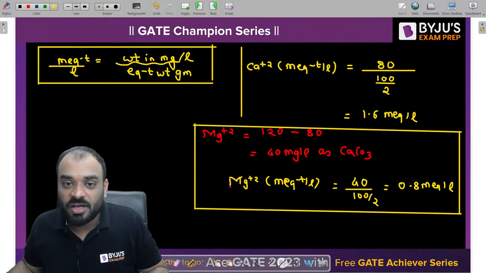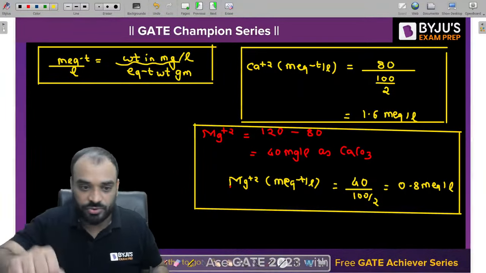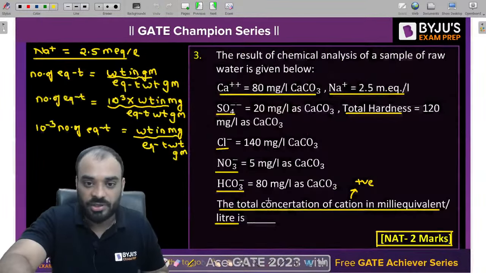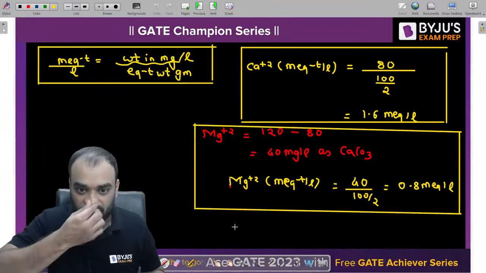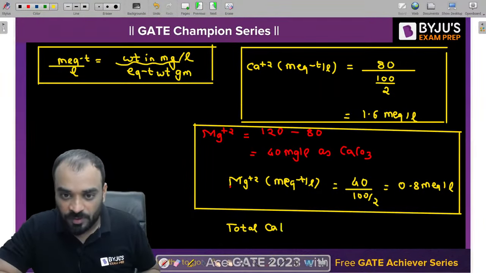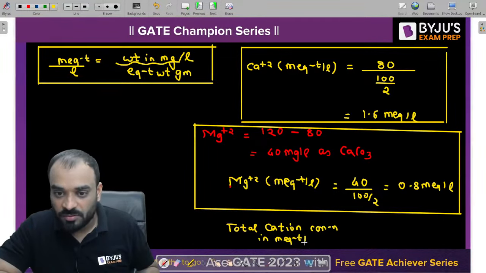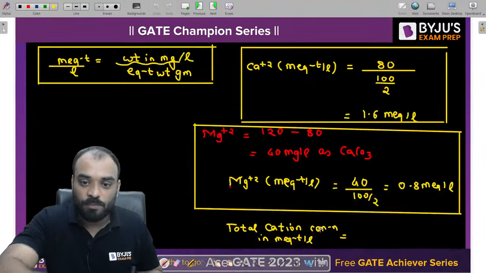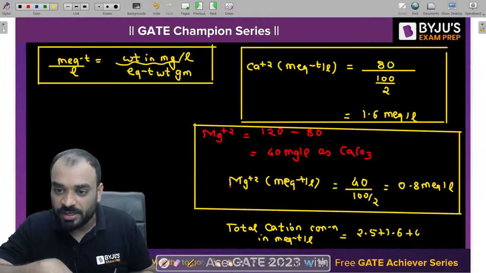Now guys, these are the three values which are nothing but our concentration of cations in terms of milli equivalent per liter. Now as a final result, we need to add all three values, right? So let's add it. One is your sodium, then we have calcium, then we have magnesium. So total cation concentration in milli equivalent per liter is equal to how much? That value is 2.5 plus 1.6 plus 0.8.